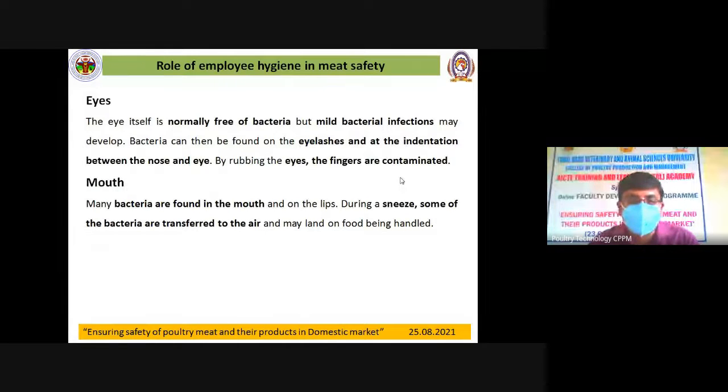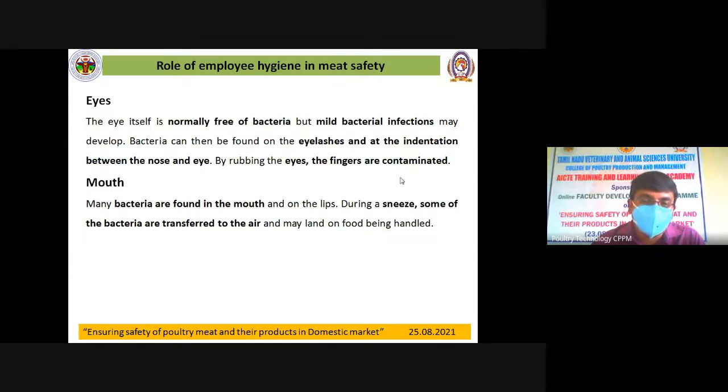So the next one is the eye. The eye itself is normally free from bacteria, but in rare cases there may be some mild bacterial infections. When these infections occur, the bacteria will be found on the eyelids, in the lashes of the eyelids, and at the indentation between the nose and the eye. There is every possibility that bacterial organisms may accumulate there, and by rubbing the eyes with the fingers, the fingers get contaminated and transfer the bacteria to the food materials.